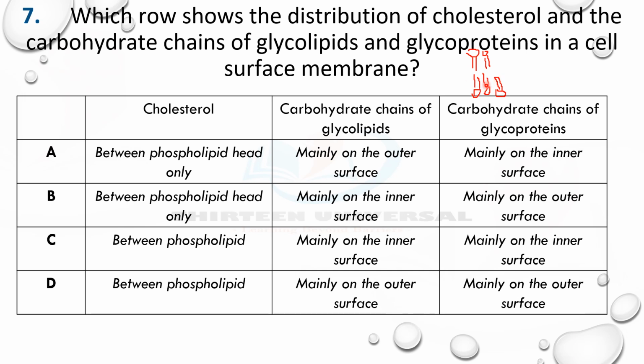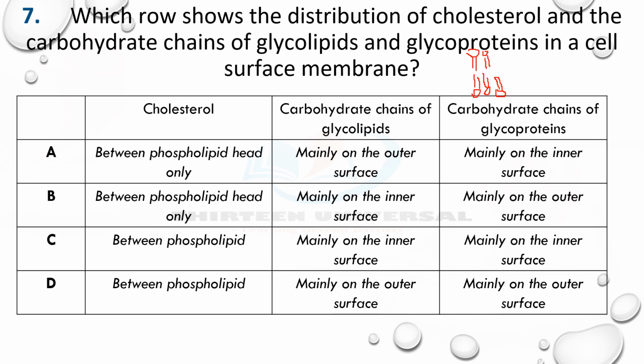And of course, it will not be, this one says between phospholipid heads only. No, it will be between the phospholipids. So the carbohydrate chains are usually pointing outward because they act as cell markers. So they form hydrogen bonds. If you check the polysaccharide carbohydrate chains, they always point out.